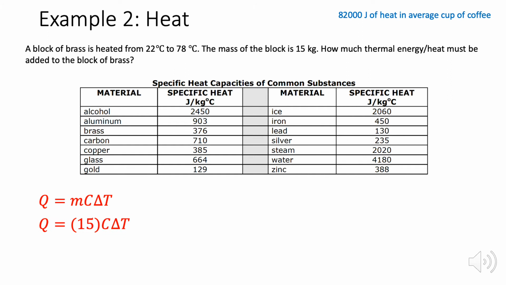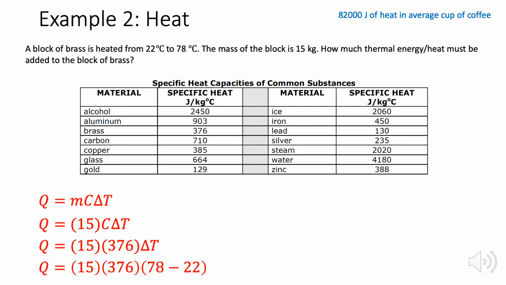For our specific heat, we always have to ask ourselves, which type of material am I dealing with? Now for this question, it says brass. So on my chart, I have to look for the specific heat of brass, and it says it's 376. And then for my change in temperature, I'm going to do 78 minus 22. And when I put all this in my calculator, I'll get 315,840.